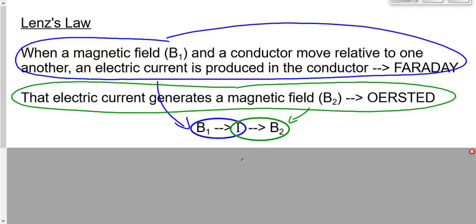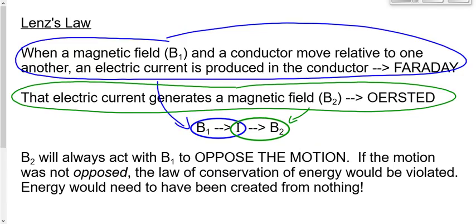Those two magnetic fields, and here's what separates Lenz from Oersted and Faraday, right? So far, nothing new. Okay, this is just Oersted and Faraday. What separates Lenz from Oersted and Faraday is that those two magnetic fields will always act together to oppose the motion. If it's the magnet that's moving, the motion of the magnet will be opposed. If it's the conductor that's moving, the motion of the conductor will always be opposed.